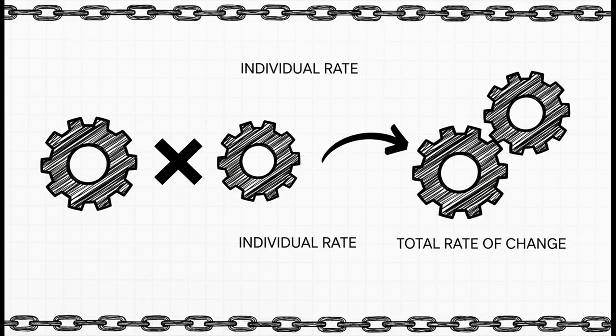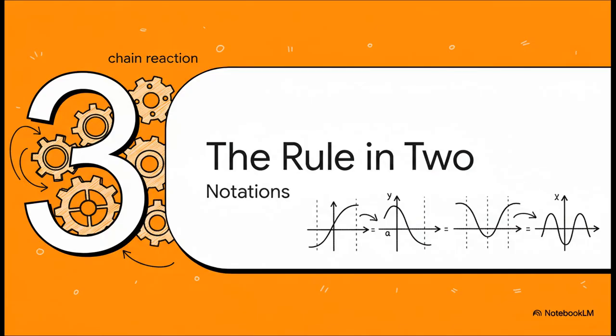To find the total rate of change, which, remember, is just the derivative, you have to account for the rate of change at each link in that chain. And how do you combine them? You just multiply them together. So that intuitive idea of a chain reaction leads us straight to the formal rule. Let's take a look at how calculus writes this down precisely.